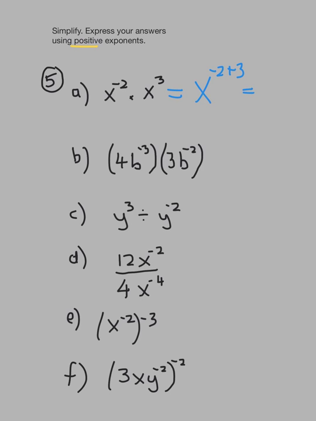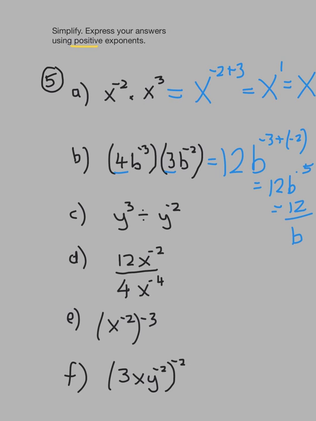Because we add the powers, that's going to be 1, x to the 1, which we can just write as x. Here, we've got a couple of things to look at. We're going to do multiplication. 4 times 3 we know is 12. And then for b, we've got negative 3 plus negative 2, which is going to be negative 5, so your final answer is 12 b to the negative 5, and they want positive exponents. So it's going to be 12 over b to the 5.